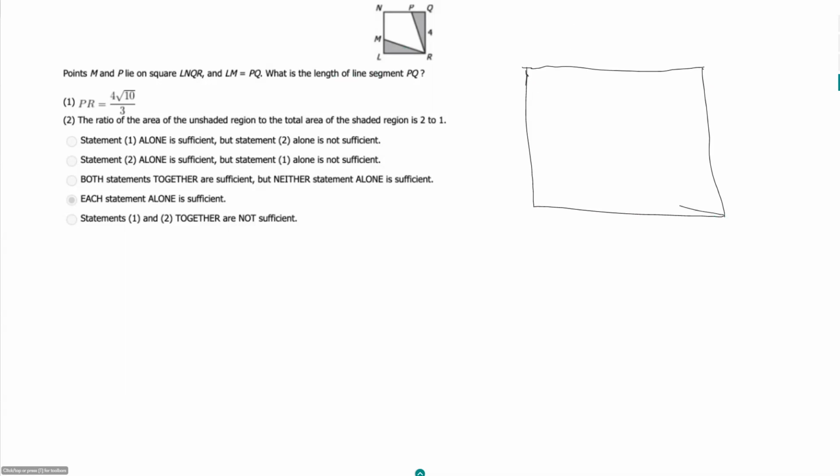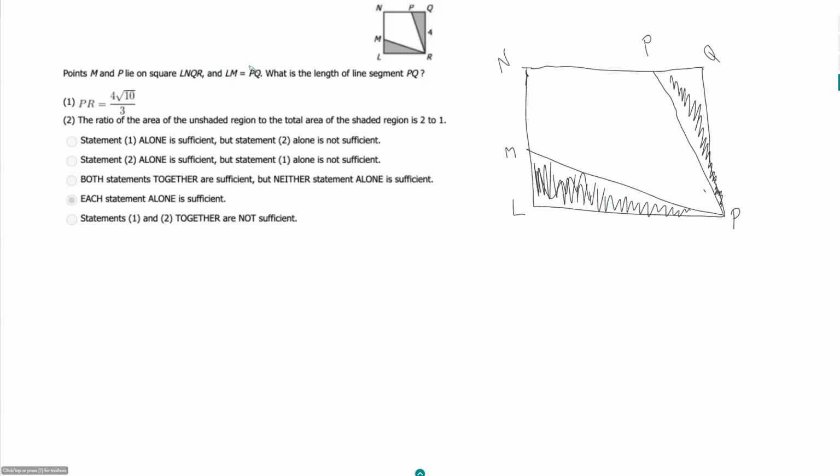We get a triangle going like this, and then another triangle going like this, and then our labels are L, M, N, P, Q, and R. And our triangles are shaded like this. Okay. So what do we know?